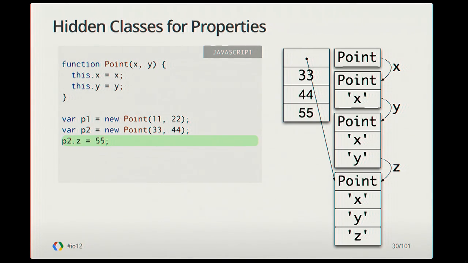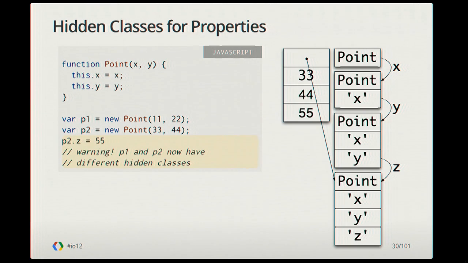The problem is that if we add a member to P2 that we haven't added to P1 after the fact, outside of the constructor, what happens is that we create yet another hidden class for P2, and it is different from the class for P1. So we're not able to use the same optimized code for both of those objects. So be aware that by doing something like this and creating hidden classes, you're defeating some of the optimizations that V8 can do.